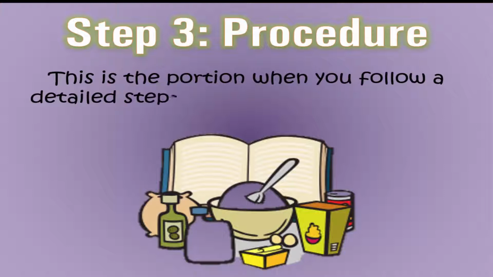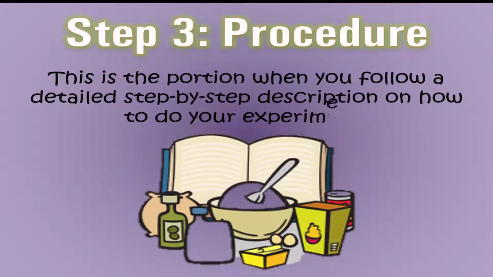Step 3. Experiment/procedure. This is the portion in which you follow a detailed step-by-step description on how to do your experiment. It's like following a recipe when baking. It is intended to either prove or disprove the hypothesis you made in step 2.